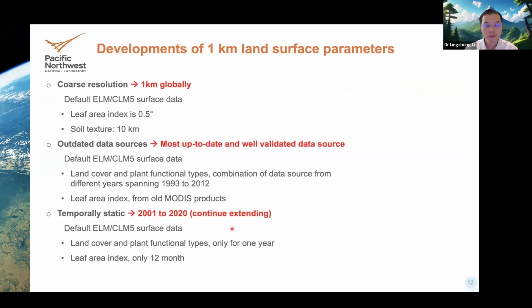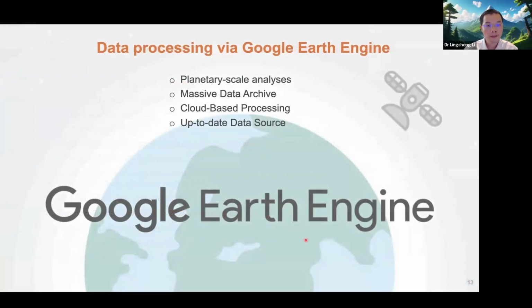To address these limitations, we developed the new land surface parameters. We moved from the coarse resolution to 1 kilometer globally, and we used the most up-to-date and well-validated data sources to prepare the dataset. The data now spans from 2001 to 2020, and we continue extending it. The data processing is done with Google Earth Engine, which is a very powerful tool to handle big data.